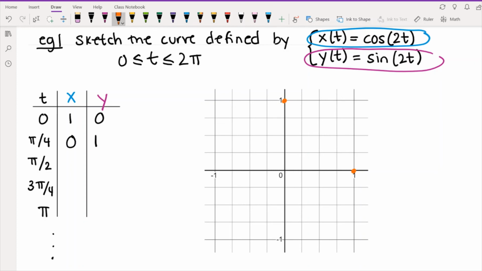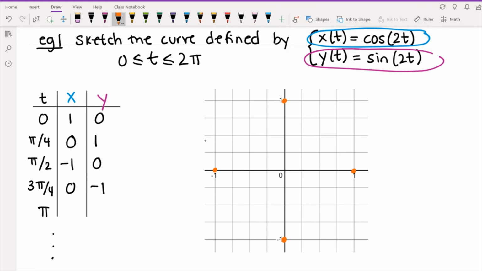And then if we plug in pi over 2, we have to do 2 times pi over 2, and that gives us pi. So cosine of pi is equal to -1, and sine of pi is equal to 0. And so that gives us a point here. And then 3 pi over 4, well, 2 times 3 pi over 4 is 3 pi over 2. So cosine of 3 pi over 2 is 0, and sine of 3 pi over 2 is -1. And so our next point is 0, -1.